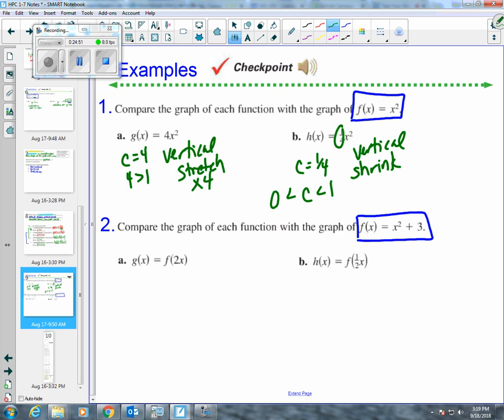Now, why do we say just between 0 and 1? Why don't we talk about negatives? Remember, if the number out front is negative, that's doing a reflection. That's a completely different transformation. Let's go ahead and graph these and see what they look like.